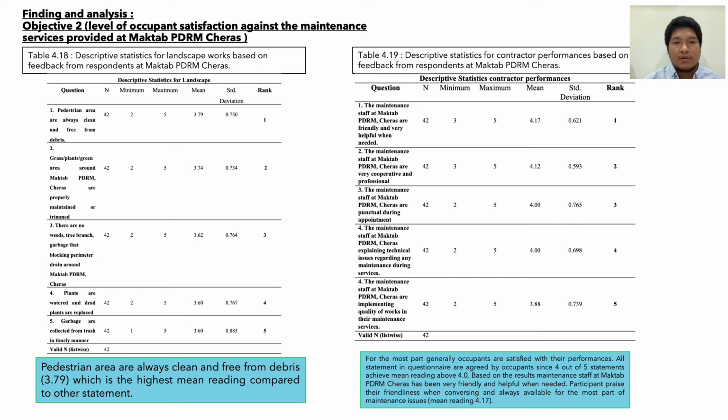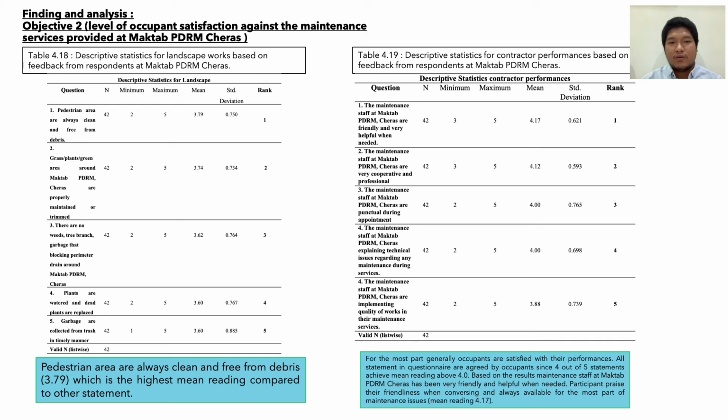So this is the type of question that are evaluated based on occupant satisfaction, and the one that came on top they are totally satisfied with would be question number 1. Pedestrian area are always clean and free from debris, 3.79. That was the highest mean reading compared to other statement. As for section C, I managed to investigate to try to analyze contractor performances at Maktab PDRM Cheras. Okay, so there are 5 questions as well, which is basic question to determine their performances.